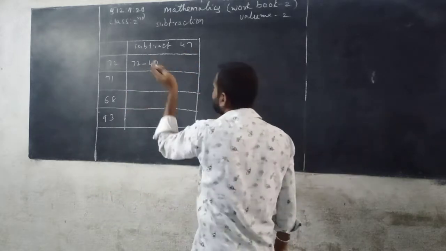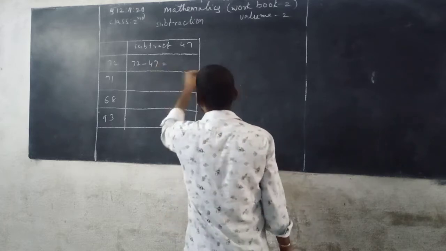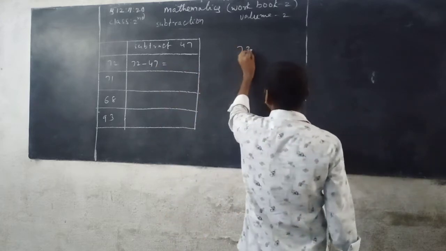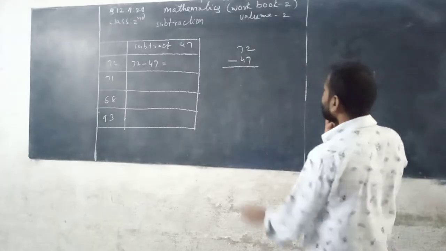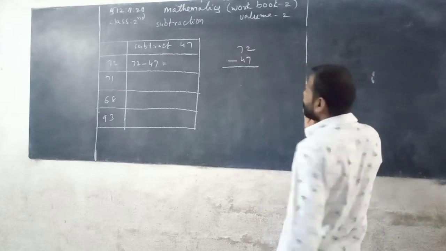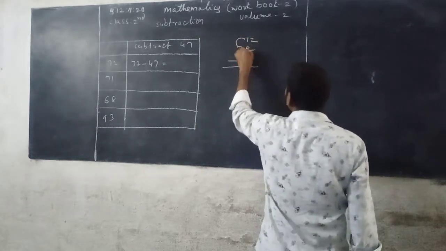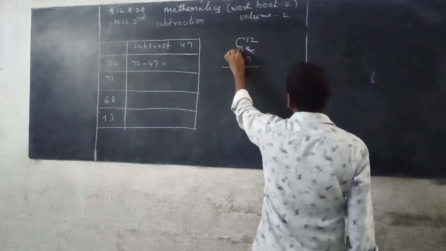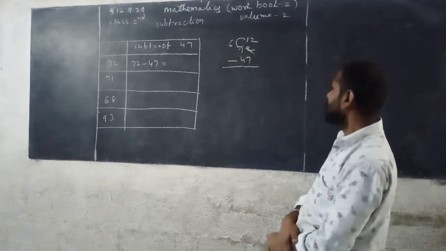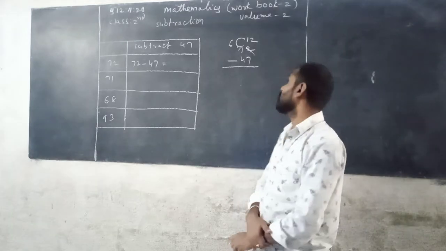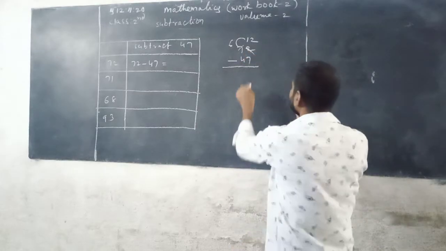So 47 is subtracted from 72. Then it can be written as 72 minus 47. So you can do rough work here only. 72 minus 47. First subtract the digits in ones place. 2 minus 7, not possible. Take borrowing from here. How much is given? 10. 10 is added to 2, you can get 12. So 7 loses 1, 7 becomes 6. 12 minus 7. 7 after 8, 9, 10, 11, 12.